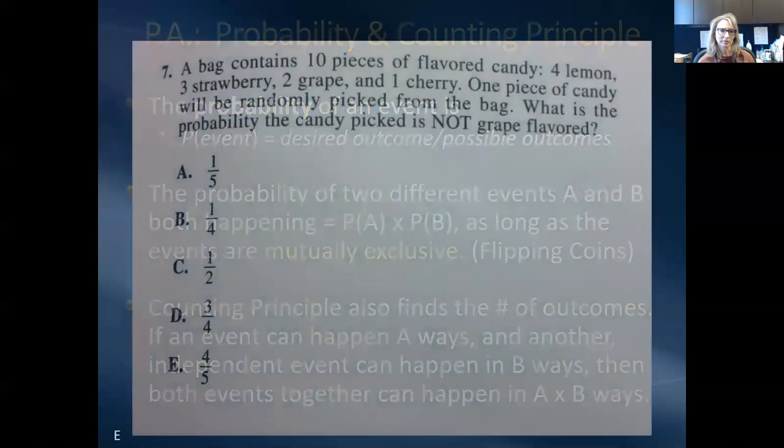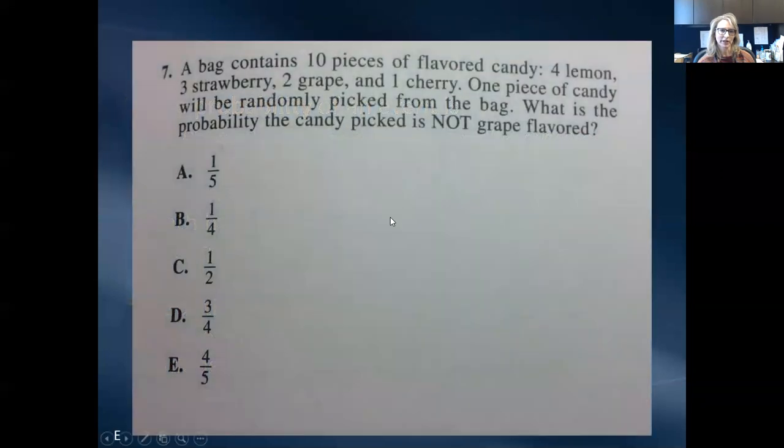So let's look at some examples. This is a probability example. A bag contains 10 pieces of flavored candy, 4 lemon, 3 strawberry, 2 grape, and 1 cherry. One piece of candy will be randomly picked from the bag. What's the probability the candy picked is not grape flavored?